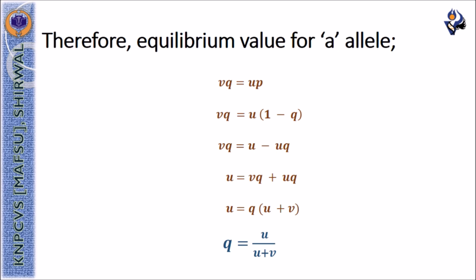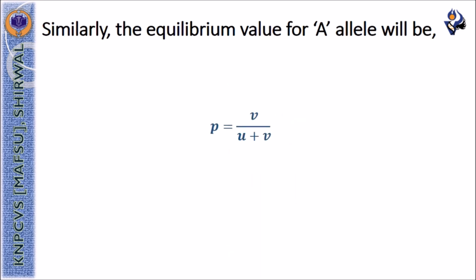By taking P as 1 minus Q, we can get the final value of Q is equal to U divided by U plus V as an equilibrium value for recessive allele. Similarly, the equilibrium value for dominant allele can be calculated with the formula P is equal to V divided by U plus V.